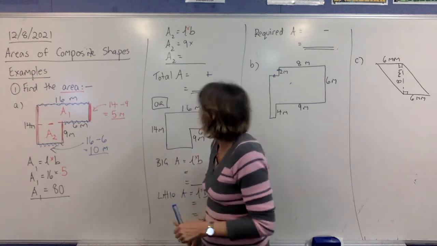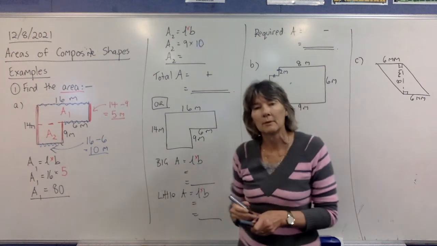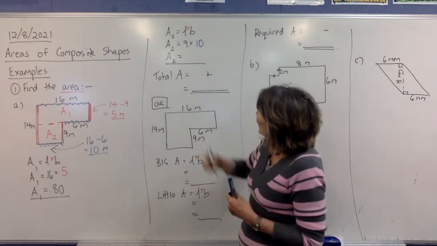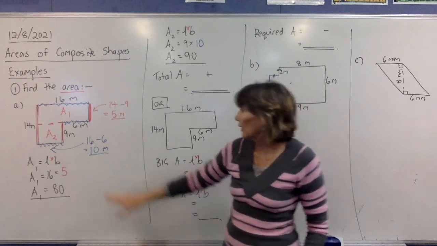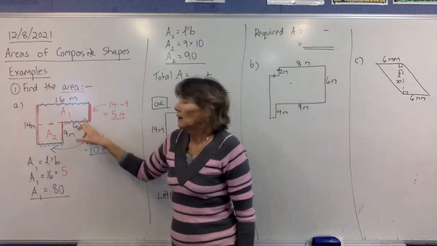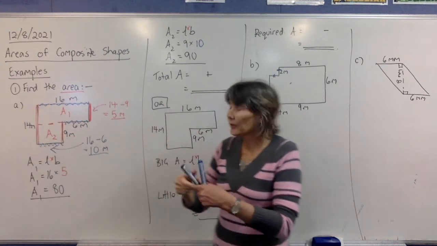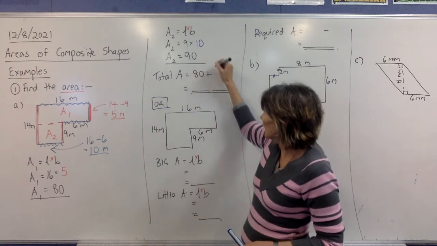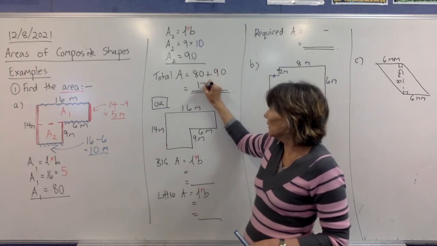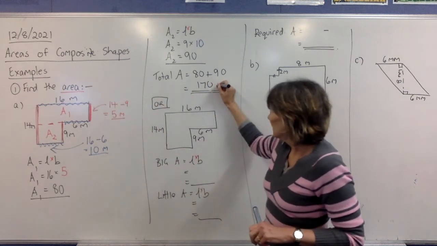So I can now fill in this side here to be 10. Now you work that out on your calculator and get 90. So what I've done so far is found the area of area 1, I found the area of area 2. So to find the area of the whole shape, I'm going to add those two areas together. 80 plus 90. And do that on your calculator. You get 170 metres squared.